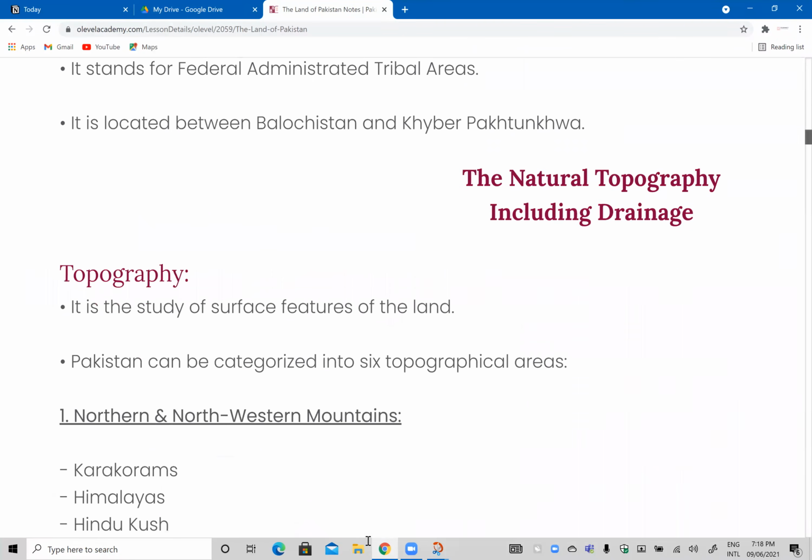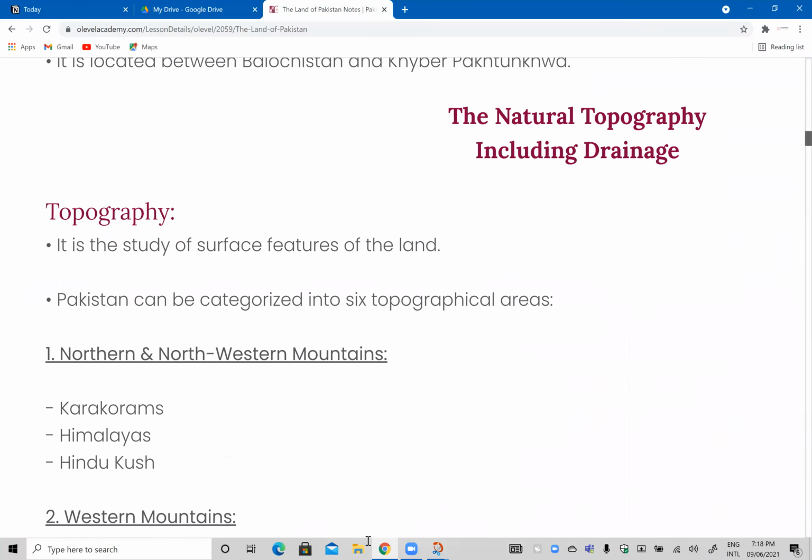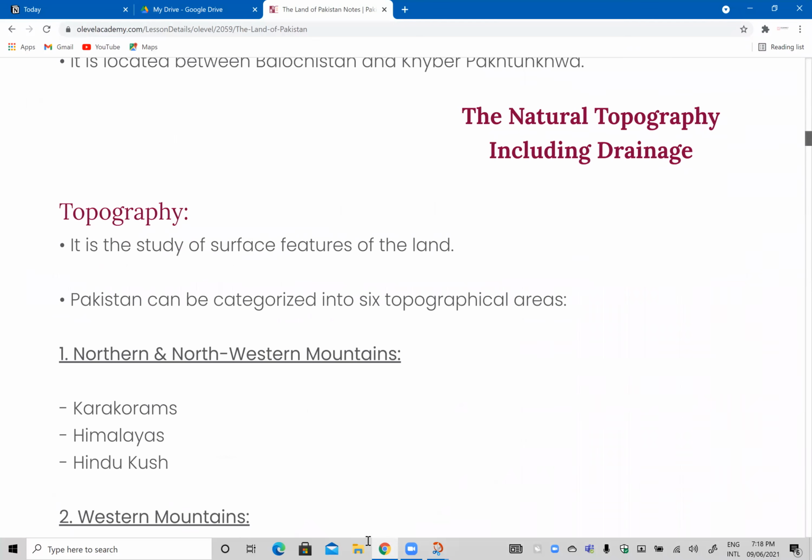Let's talk about the topography. Is everything clear up till now? Is there any question?